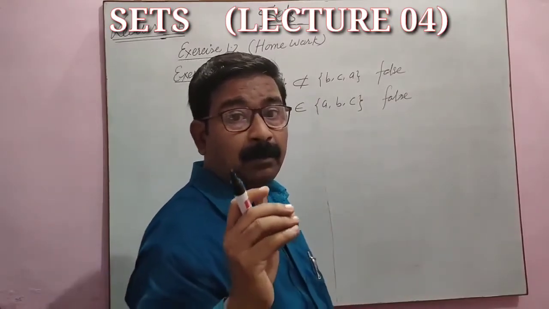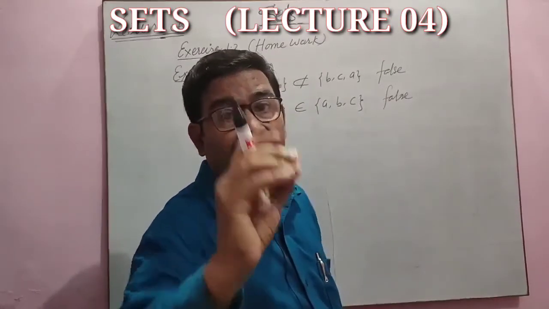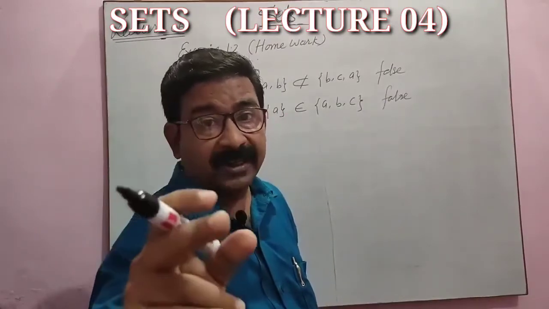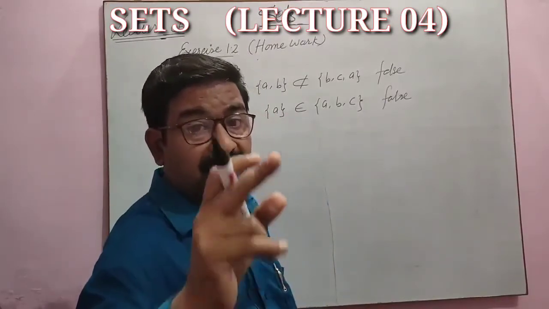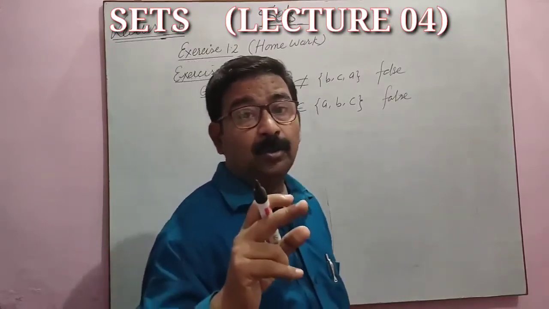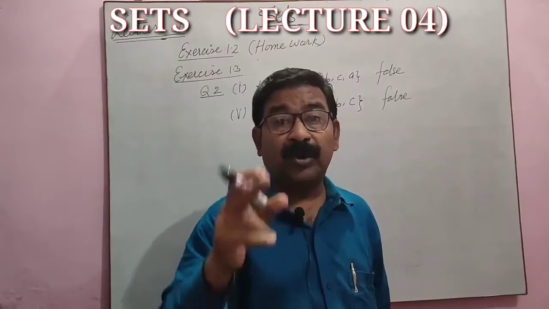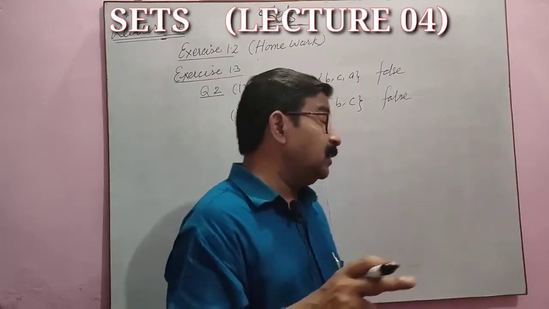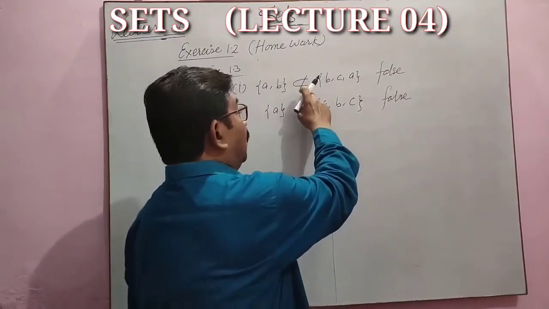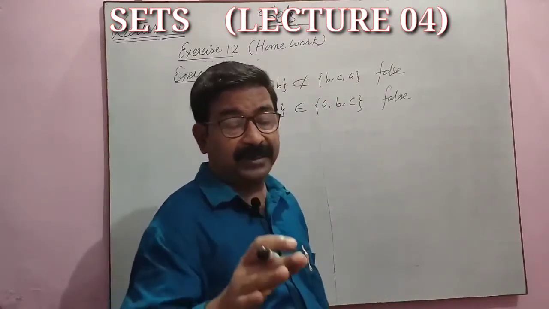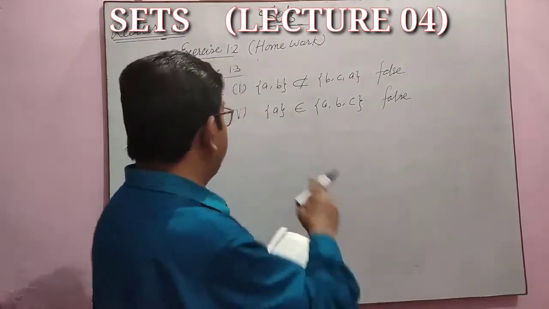Try to understand. A set must be a subset of another set. An element belongs to a set. The symbols belongs to or does not belong to are used for an element and a set, and subset or not subset are used for two sets. Got it? So this part, mind it.